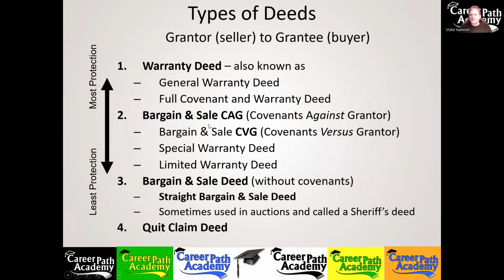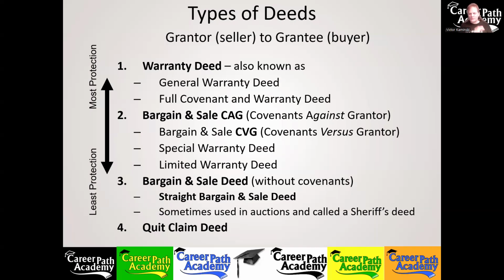Then we have the most common type of deed used here in New Jersey particularly, the bargain and sale CAG deed. It could say CAG or it could say covenants against grantors. It's the same thing as a bargain and sale CVG, covenants versus grantors. You guys ever see court documents that say this person against that person or this person versus that person? It's no difference, right? So it's the same kind of scenario here. These are also known as special warranty or limited warranty deeds.